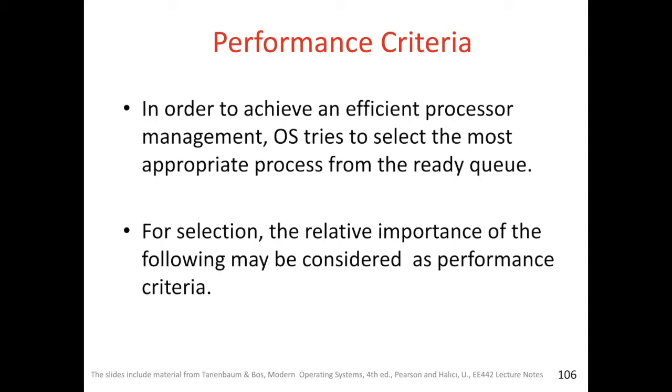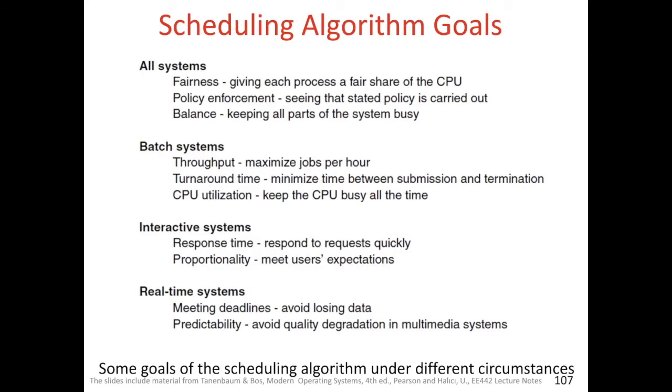Performance criteria. In order to achieve efficient processor management, the operating system tries to select the most appropriate processes from the ready queue. For selection, the relative importance of the following may be considered as performance criteria. For all systems: fairness, giving each process a fair share of the CPU; policy enforcement, seeing that stated policy is carried out; balance, keeping all parts of the system busy.